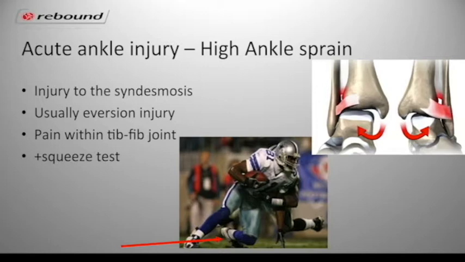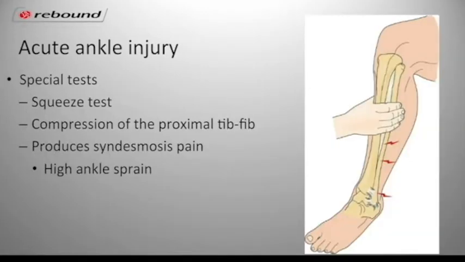And there's a test we use to look at that. It's called the squeeze test. What this is, is compressing the fibula and the tibia together around mid-calf. Pain with this examination generally corresponds to a syndesmotic injury, especially in the right situation. And this is what is commonly referred to again as the high ankle sprain.